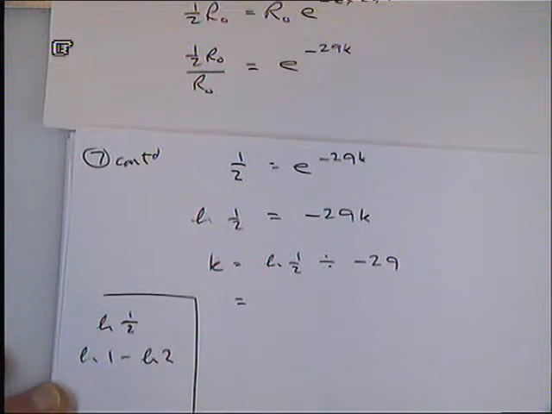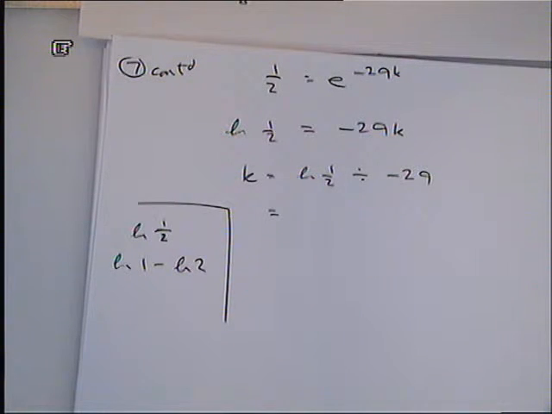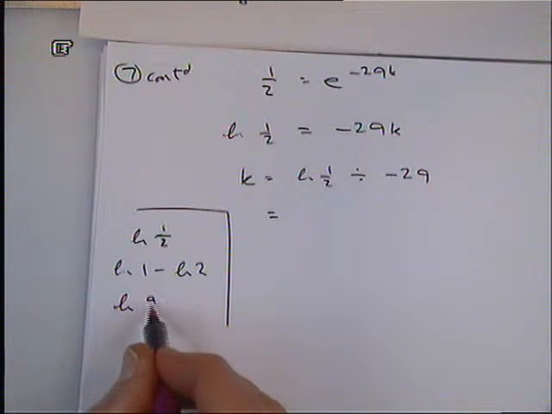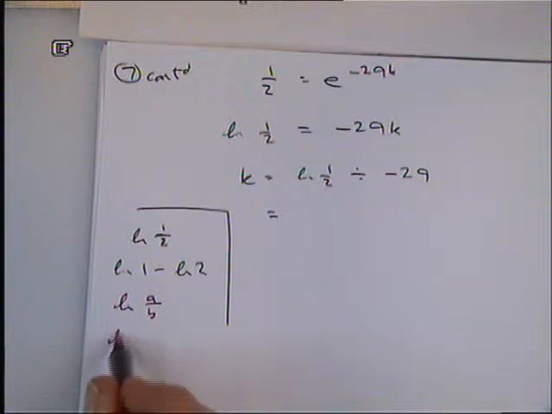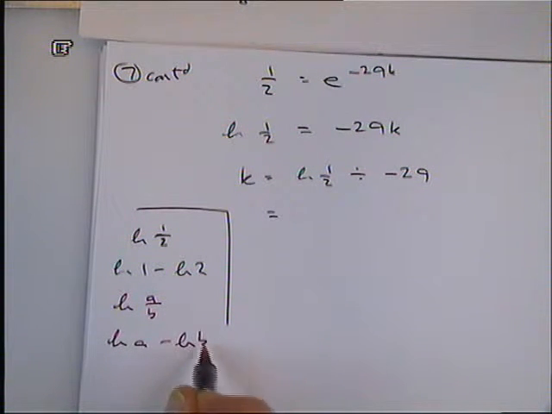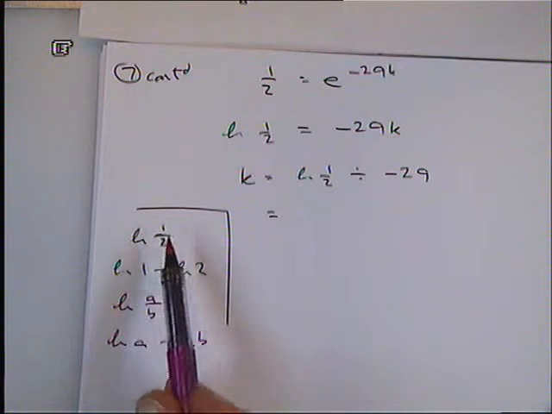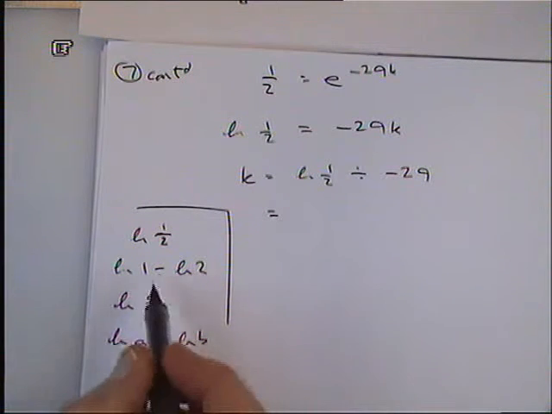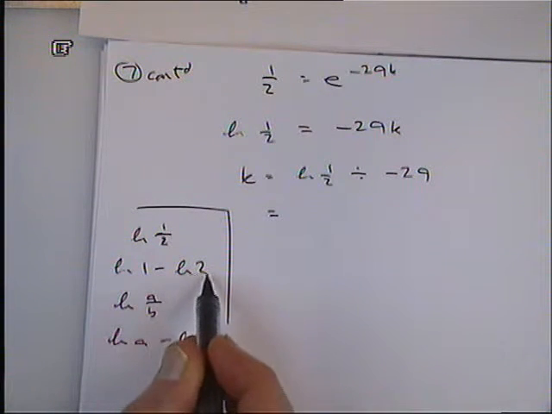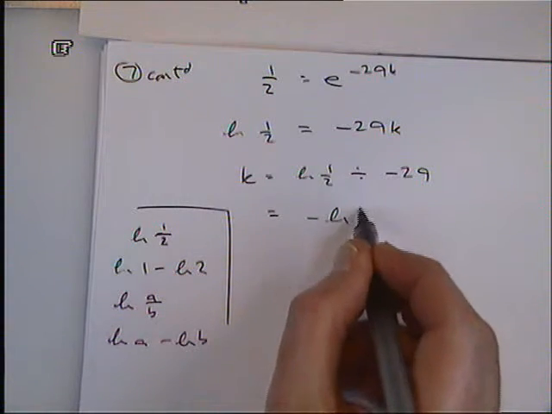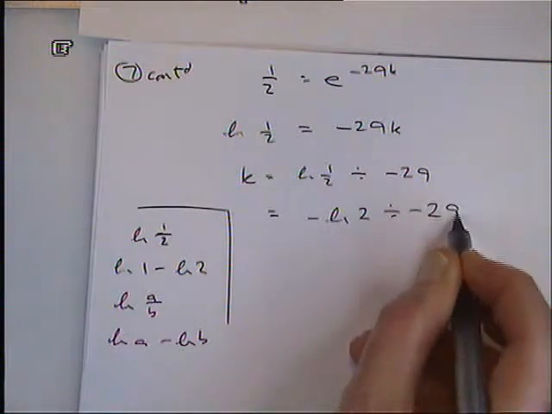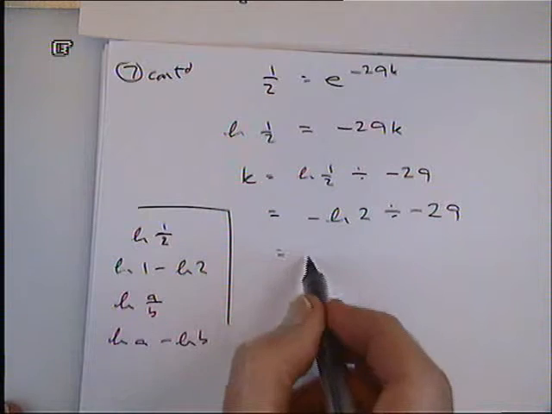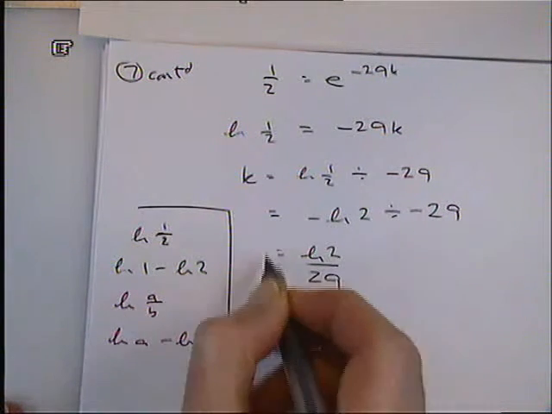Yeah. Using the laws of logs, if you have got log of a divided by b, that's the same as log of a minus log of b. So using it here, log of 1 divided by 2 is log of 1 minus log of 2. What is log of 1? 0. Yeah. So that is 0, 0 minus log of 2. So that's actually just minus log of 2 divided by minus 29. The 2 minuses cancel. So that's just log of 2 over 29. That's what k is.